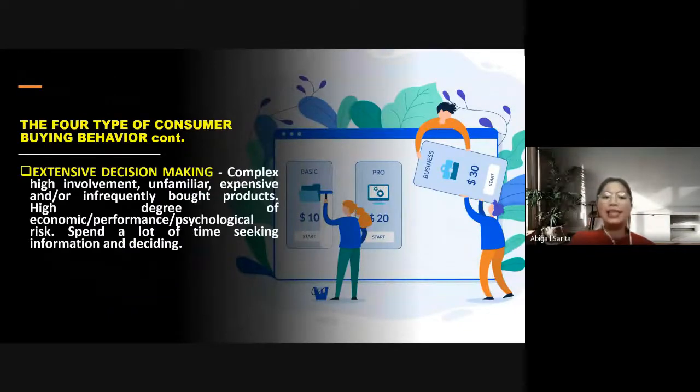Next, extensive decision making. When we say extensive decision making, complex, high involvement, unfamiliar, expensive, or infrequently bought products, high degree of economic, performance, psychological risk, spend a lot of time seeking information and deciding. One of the example of this is, for example, ikaw ay adventurous. Gusto mo ng mga high adrenaline rush of activities or experience. For example, si Edward, naisip niyo, parang gusto kong skydiving sa Dubai. So gusto kong pumunta ng Dubai, gusto kong mag-skydiving.